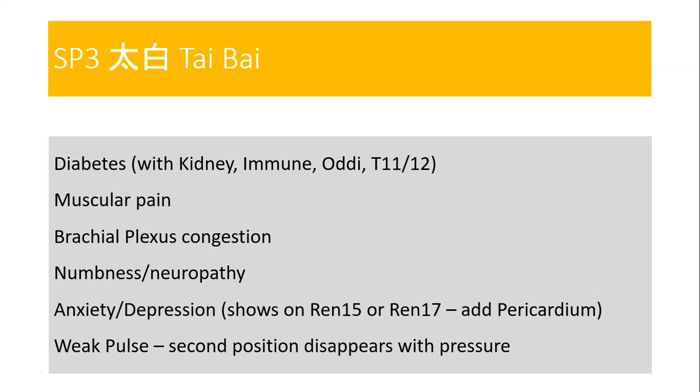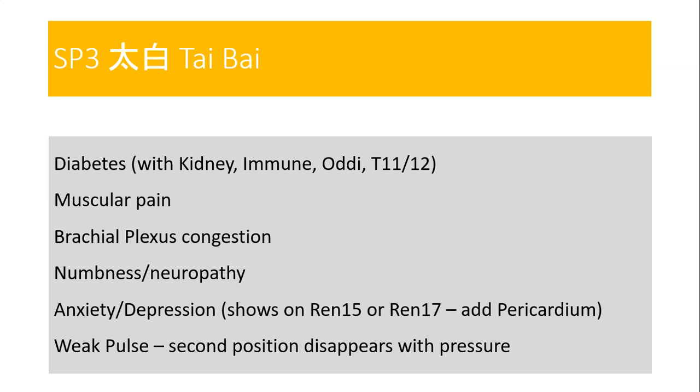Sometimes spleen 9 might do as good a job. But my first go-to point will be spleen 3 for any sugar imbalances. It's also the point for muscular pain, any kind of muscular pain. It's also the point that releases the brachial plexus congestion, meaning the scalenes. It is the point whenever there is numbness or neuropathy, which of course are very common in diabetes.